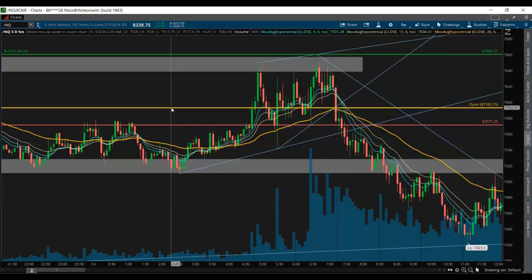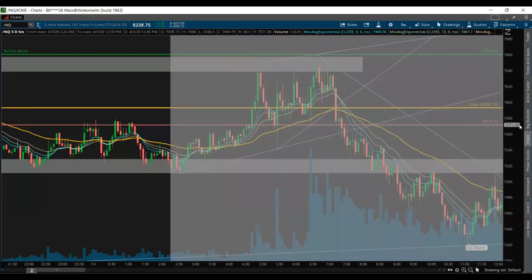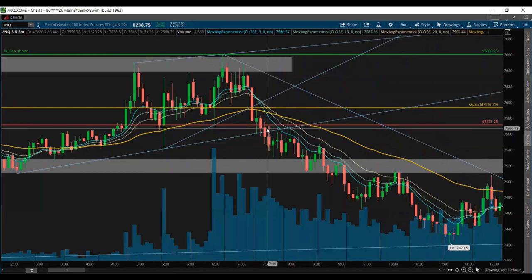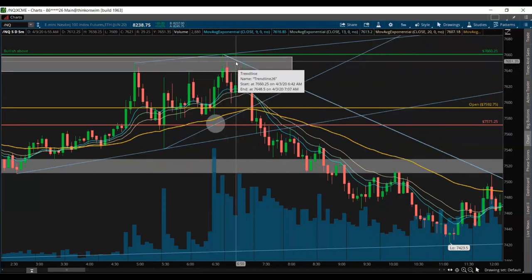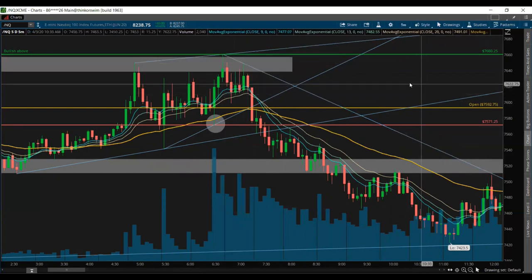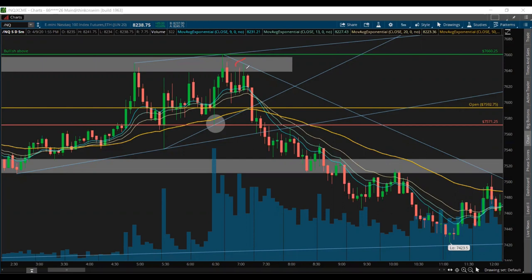So let me zoom in just a little bit more. Right at this point, we are looking for a short because we broke the market structure, we broke this low. Price has shifted from making higher lows and higher highs to lower highs. I can draw on my screen here. We made a lower high here from the one on the left. Then we made a lower low from this one.